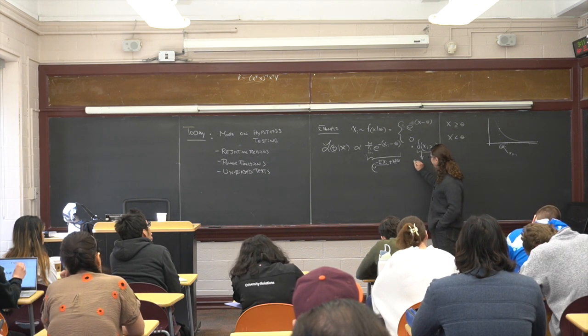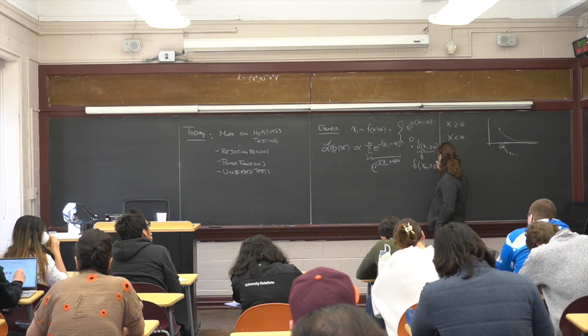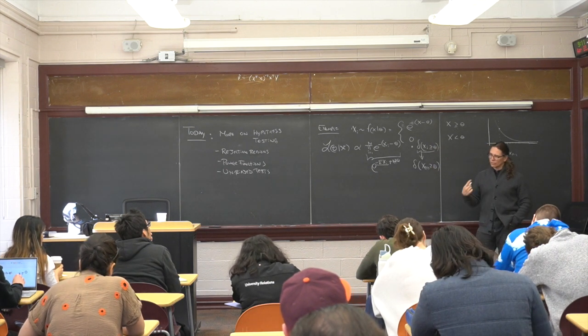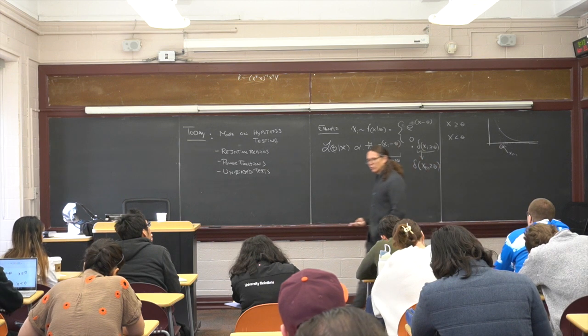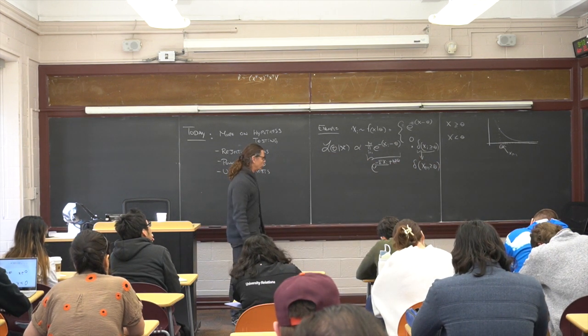And this would just be a delta function. The minimum is greater than theta if all of the xi's are greater than theta. So it's something very similar to what we did months ago. So that's my likelihood function.